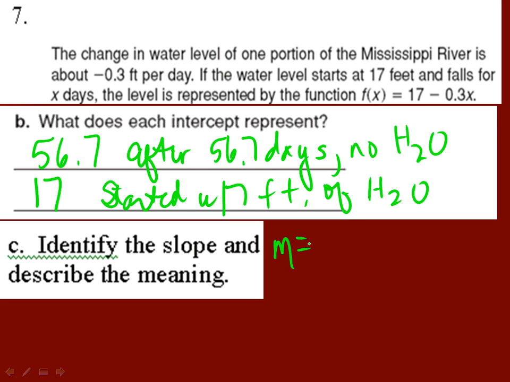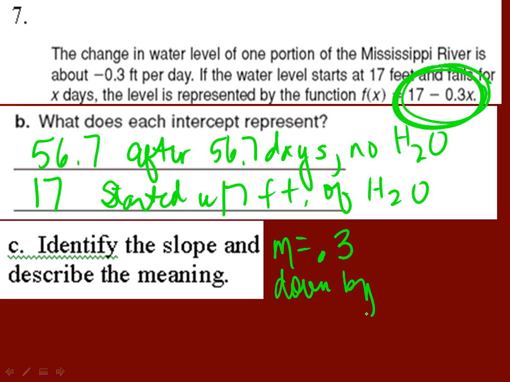Come on, help me out here. What's the slope? Look right up here. 0.3. It's the number in front of the x. So the slope is 0.3. What does that mean? The level is going down by 0.3. I'm just reading right here.